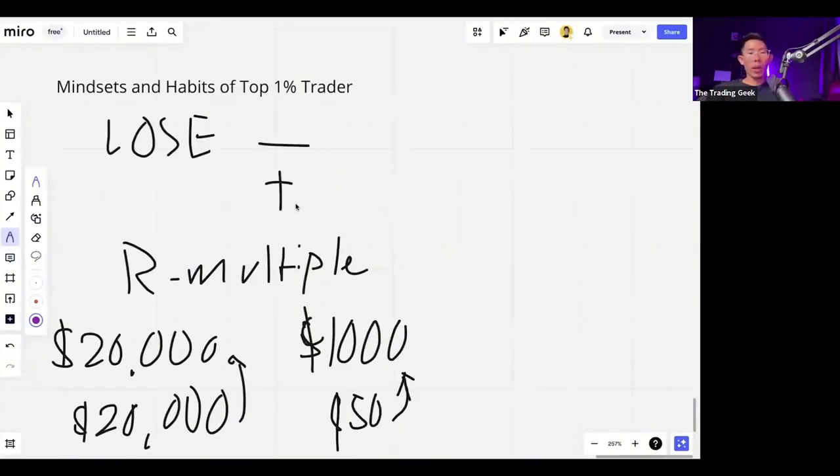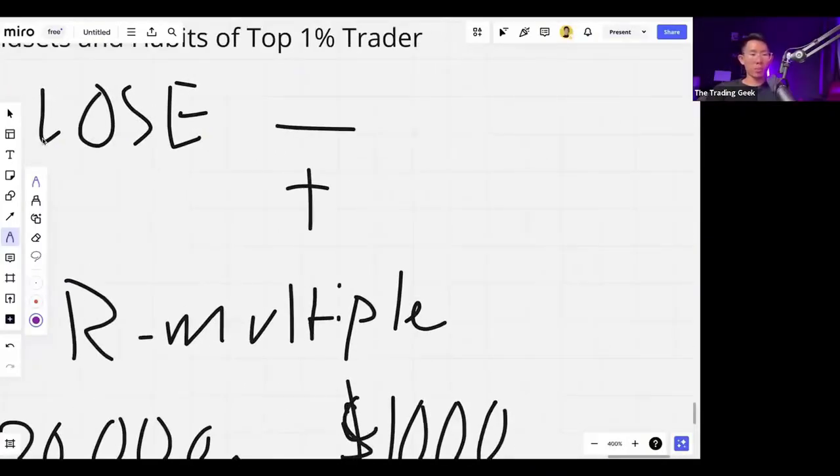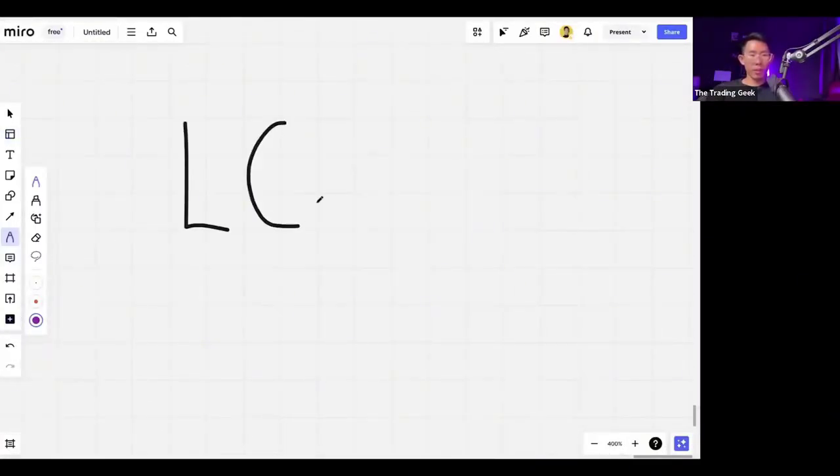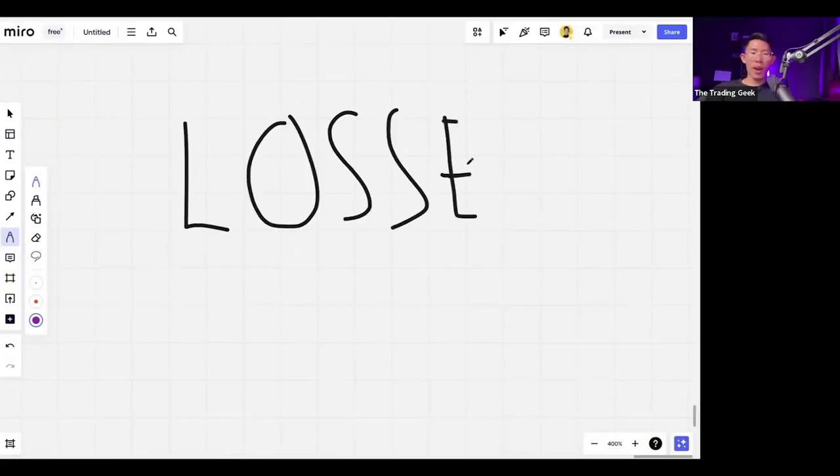Another thing I want to talk about is losses. I'm very, very fascinated with this because this is where you find true growth. You don't find profitability from analyzing your wins. You find profitability from analyzing your losses and figuring out what went wrong and how you can improve as a trader.